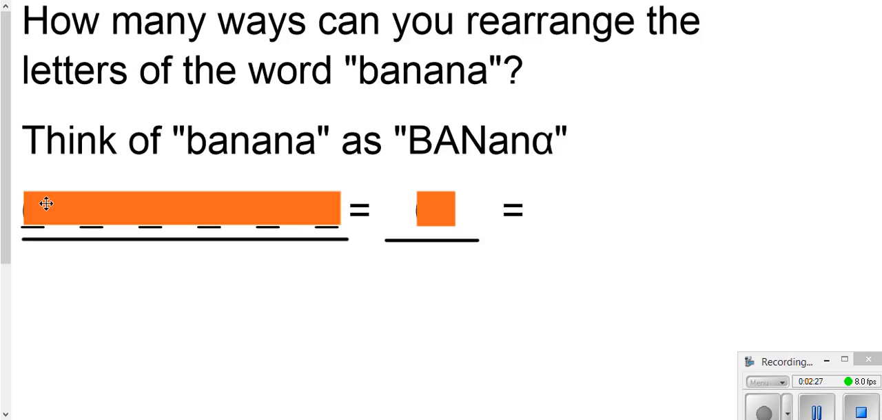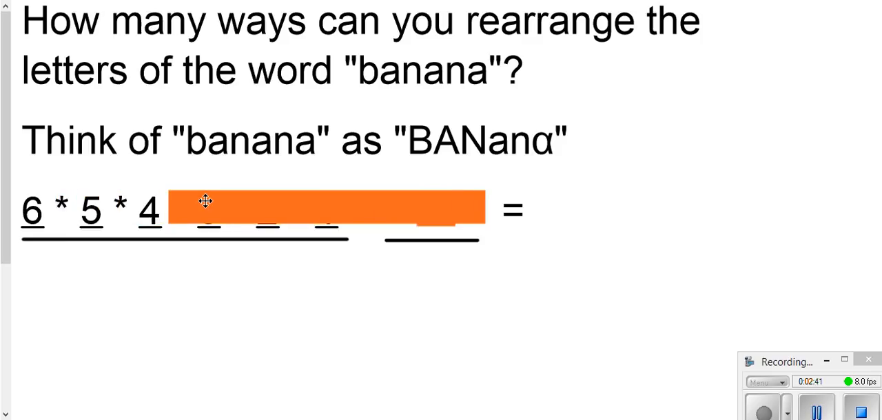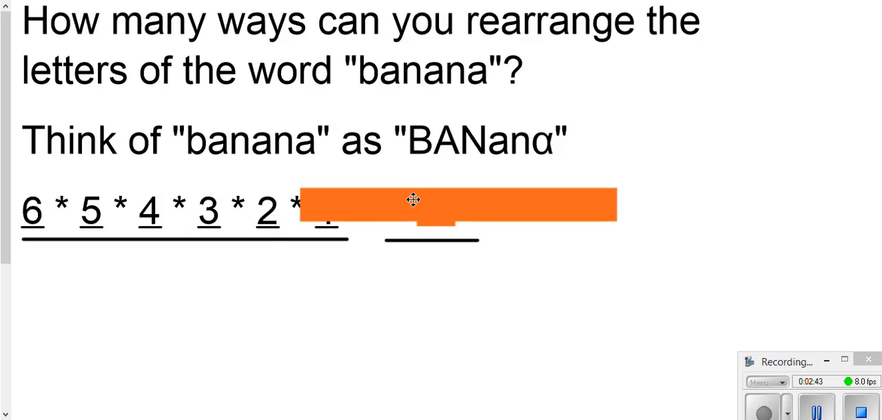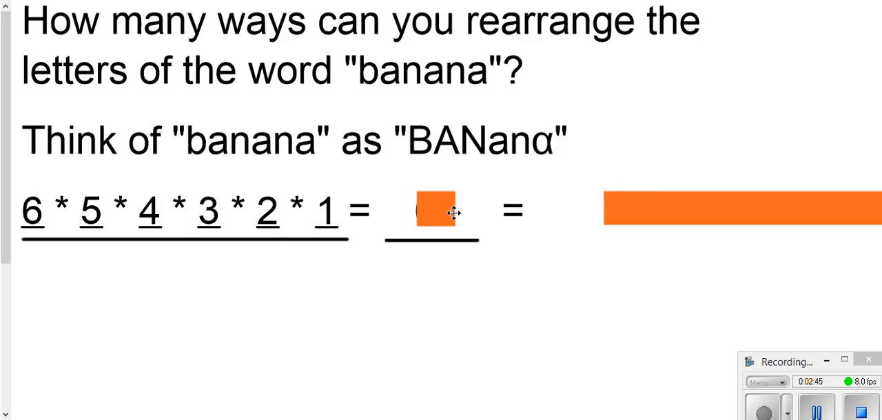Well, a total of 6 letters. You put down 6 slots. Just like in the last ones, you have 6 choices for the first letter. One letter's been used, so you only have 5 choices for the second letter. Now 2 letters have been used, so you only have 4 for your third letter, and so on. So it ends up being 6 factorial. However, we need to consider what's going on here.